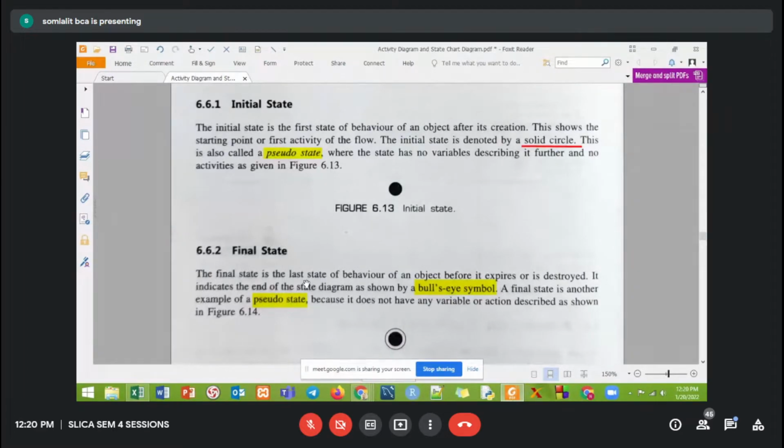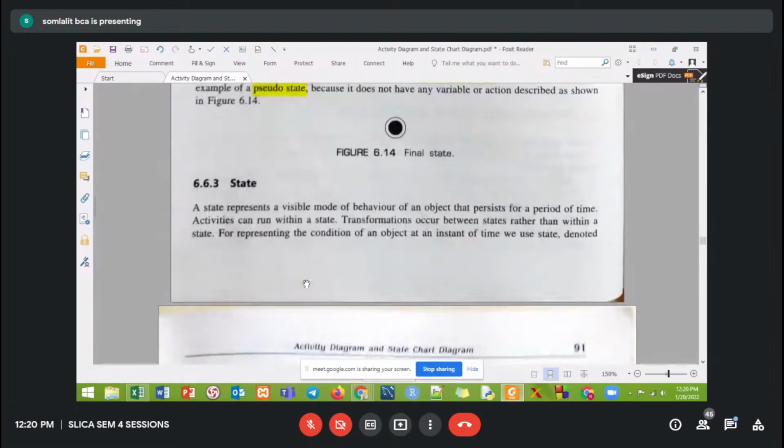Okay, because this particular state has no variables describing it further. Okay, initial state तो beginning होता है, ending state तो ending होता है. There are no other things. So initial state and final state both are known as pseudo state.